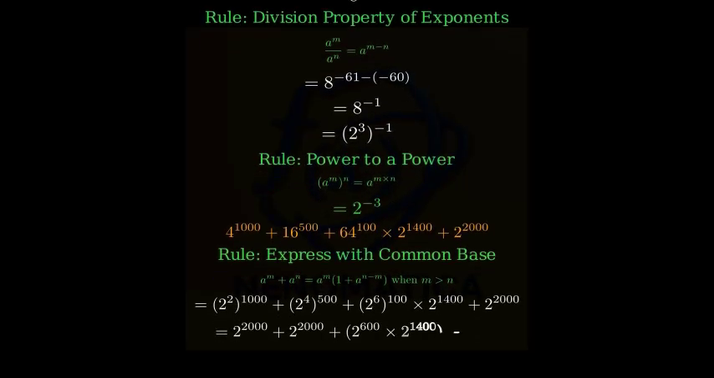Now, we apply the power to a power rule. When we have a power raised to another power, we multiply the exponents. So 2 squared to the 1000 equals 2 to the power of 2 times 1000, which is 2 to the power of 2000. Similarly, 2 to the 4th power raised to the 500 equals 2 to the power of 4 times 500, which is 2 to the power of 2000. And 2 to the 6th power raised to the 100 equals 2 to the power of 6 times 100, which is 2 to the power of 600.